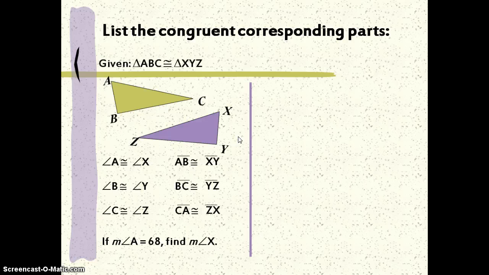If the measure of angle A is 68, what's the measure of angle X? Well, since angle A and angle X are congruent, we know that angle X would have to be 68.